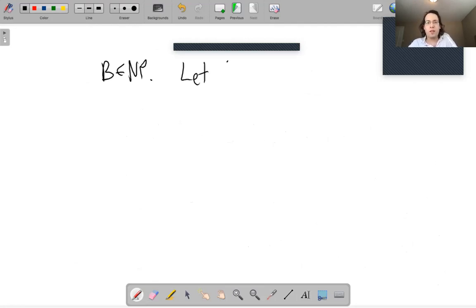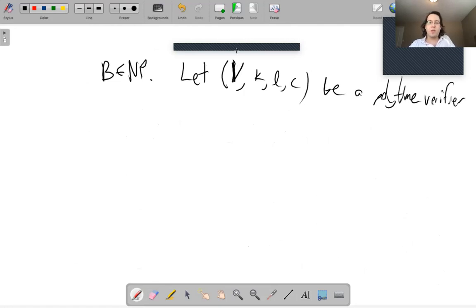So let's denote this V, with K, L, C, whatever, be a polytime verifier. So this is the verifier, and these are the bounds on the runtime and the witness size, right? So B is in NP. Given this, we want to define a mapping reduction from B to A.